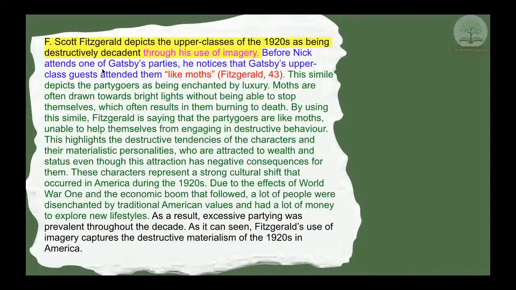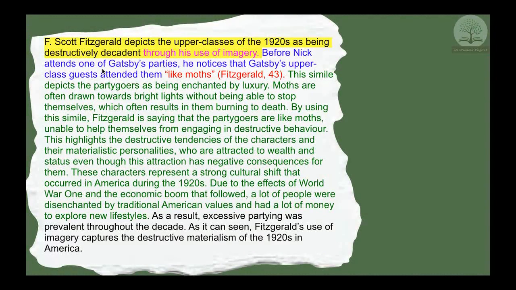These characters represent a strong cultural shift that occurred in America during the 1920s. Due to the effects of World War I and the economic boom that followed, a lot of people were disenchanted by traditional American values and had a lot of money to explore new lifestyles. As a result, excessive partygoing was prevalent throughout the decade. As it can be seen, F. Scott Fitzgerald's use of imagery captures the destructive materialism of the 1920s in America.